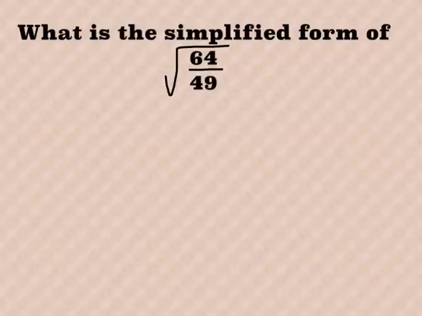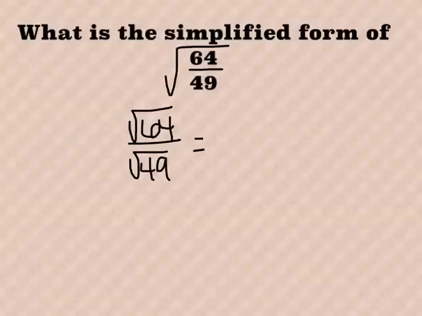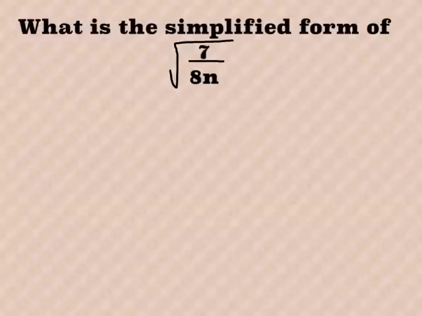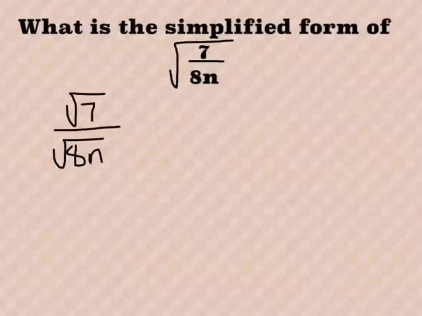The simplified form of a fraction or a rational radical expression is quite simple. You'll break it down to the square root of the top over the square root of the bottom. Square root of 64 is 8. Square root of 49 is 7. Now sometimes those fractions don't break down quite so beautifully. So you'll have the square root of 7 over the square root of 8n. Now remember, simplified form, we cannot have a radical in our denominator.